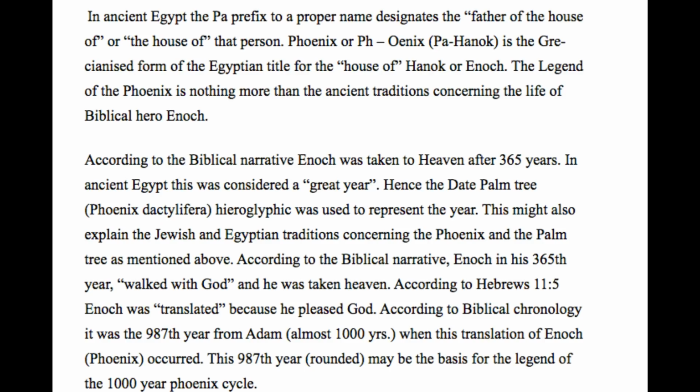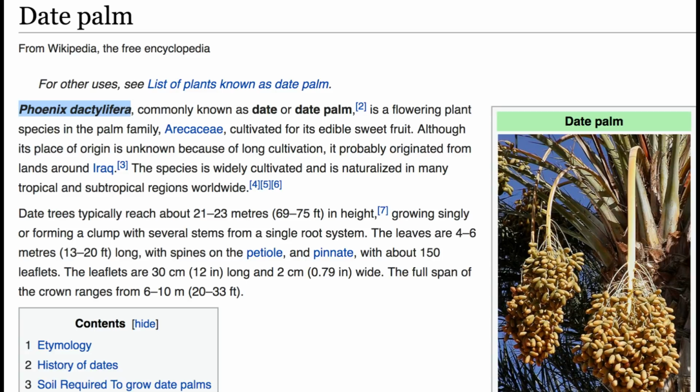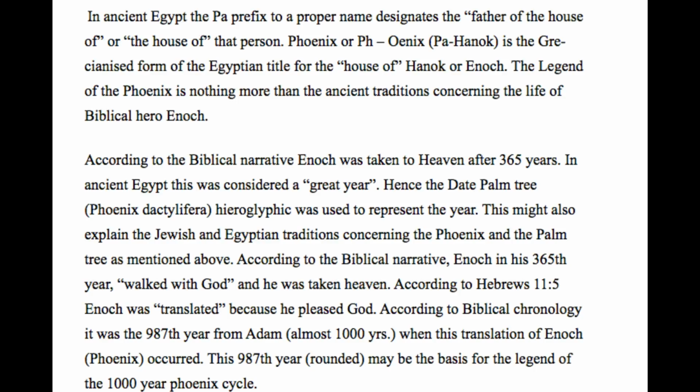So let's continue. In ancient Egypt, the Pa prefix to a proper name designates the father of the house of, or the house of, that person. The phoenix, Pahanok, is the Grecianized form of the Egyptian title for the house of Hanok or Enoch. The legend of the phoenix is nothing more than the ancient traditions concerning the life of the biblical hero Enoch. According to the biblical narrative, Enoch was taken to heaven after 365 years. In ancient Egypt, this was considered a great year. Hence, the date palm tree, Phoenix dactylifera, hieroglyphic was used to represent the year. This might also explain the Jewish and Egyptian traditions concerning the phoenix and the palm tree, and we're going to start seeing how that shows up in these Hermetic teachings and drawings, and in rabbinic literature: the palm tree and the phoenix, a bird on top of it.